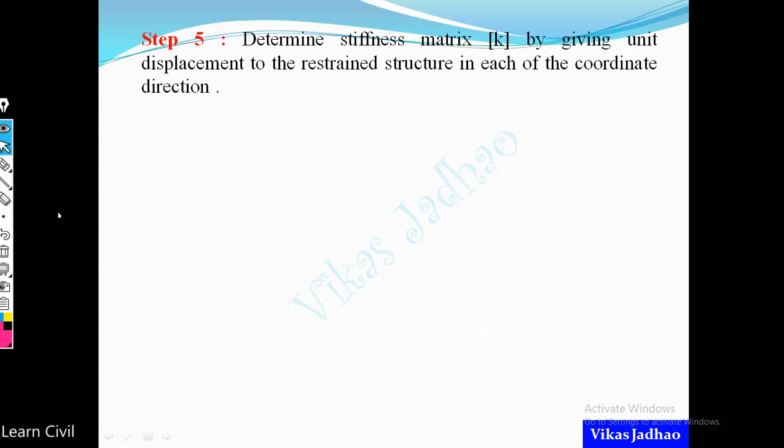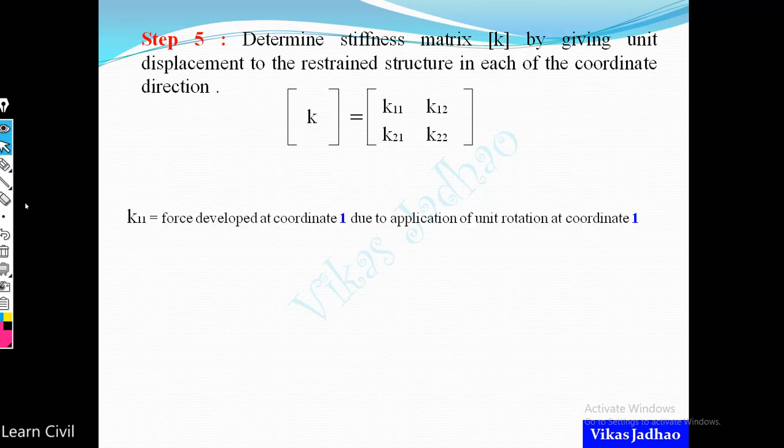Step number 5 is to determine the stiffness matrix by giving unit displacement to the restrained structure in each of the coordinate directions. So the stiffness matrix size will be 2 by 2 like this. So we will be having 4 coefficients K11, K12, K21 and K22. Here K11 means the force developed at coordinate number 1 due to application of unit rotation at coordinate number 1. So for calculating this stiffness matrix, we will be applying a unit rotation at coordinate number 1.